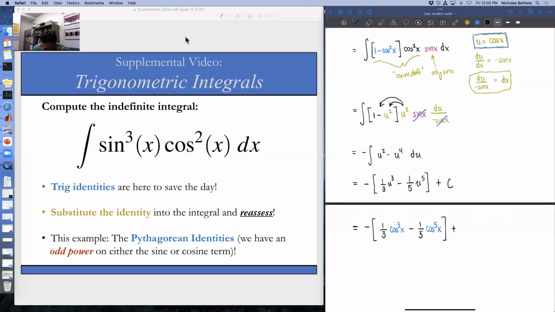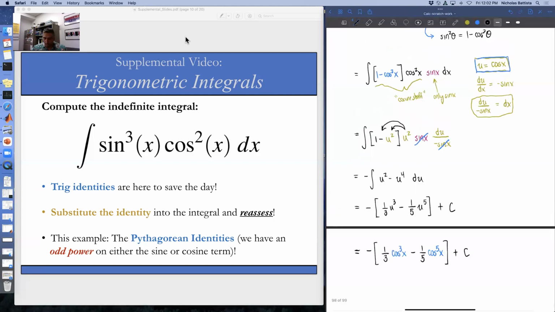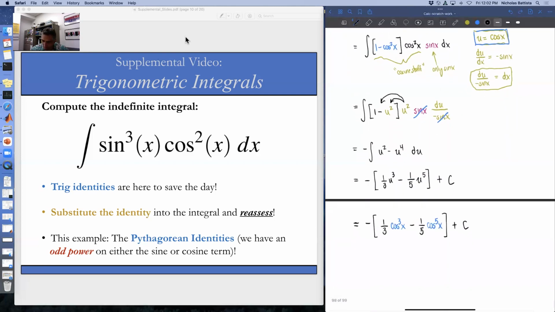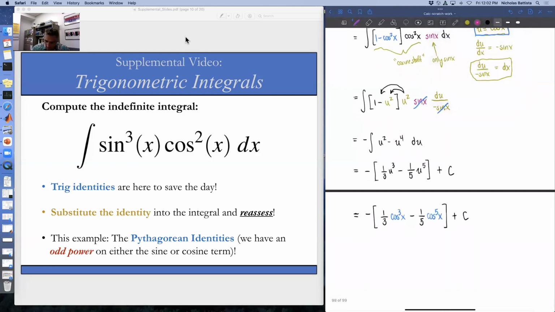and then plus c. So given this integral, where at least one of the terms, either the sine or the cosine, had an odd power, we're able to factor one of those off. In this case, it was the sine that we put at the end of the integral, and then we built towards a u substitution to cancel that single sine of x through the substitution itself. So our final answer is down below.